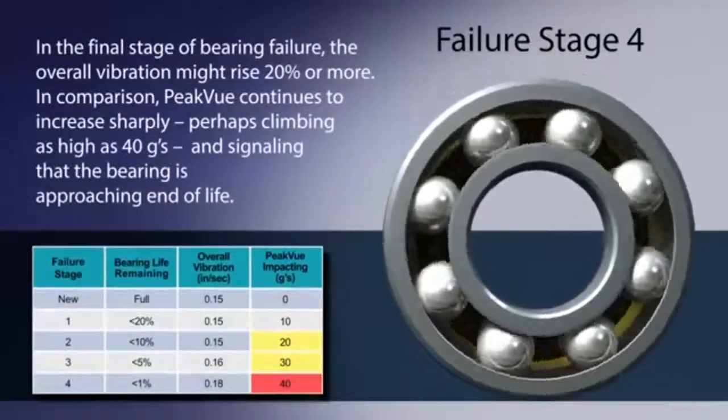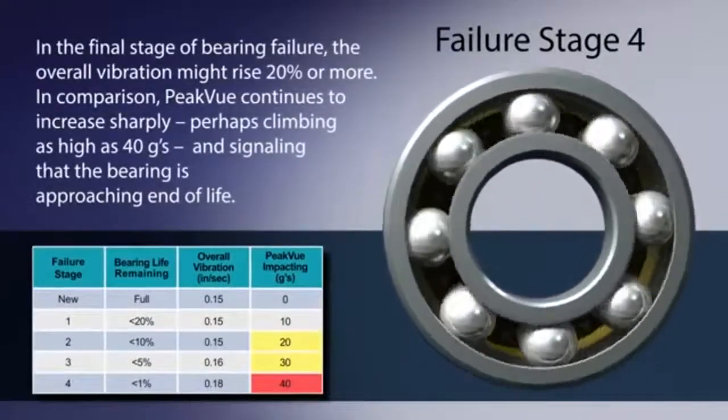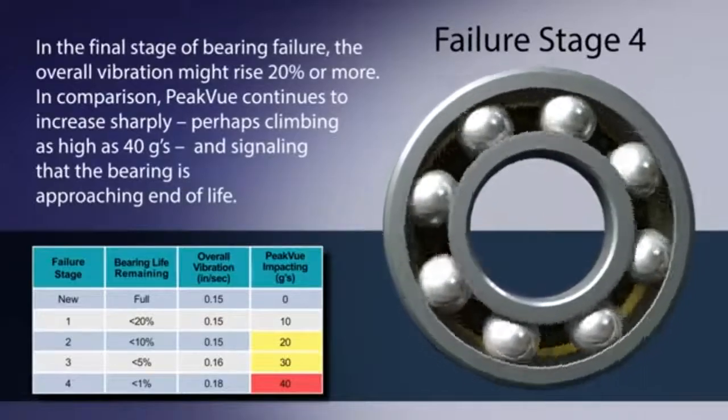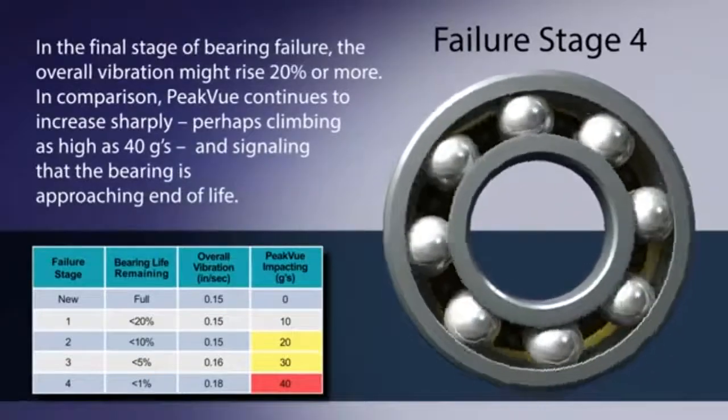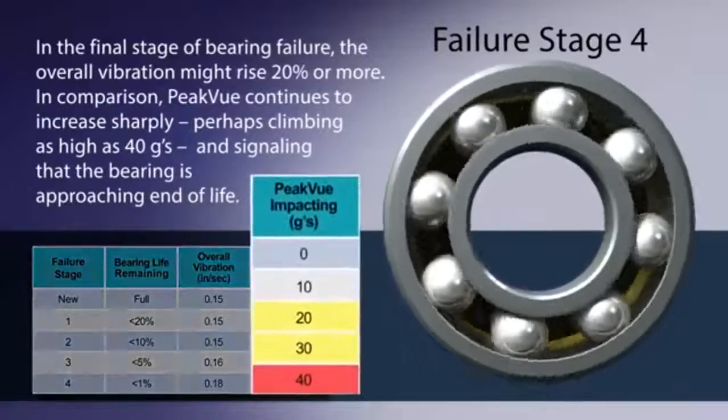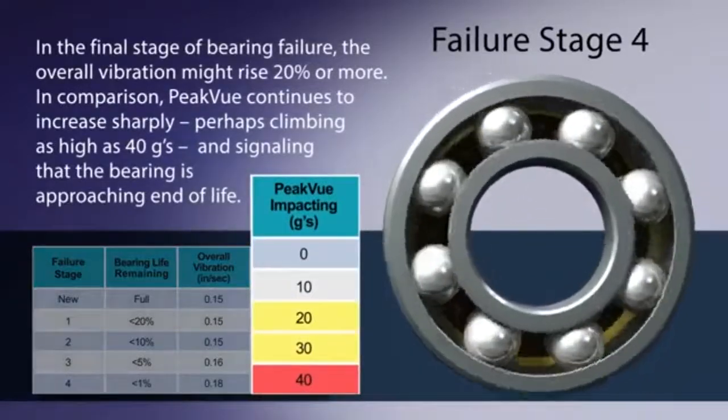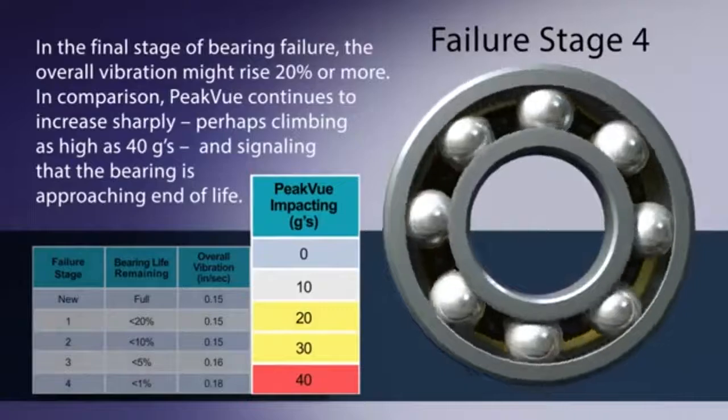In the final stage of bearing failure, the overall vibration might rise 20% or more. In comparison, Peakvue continues to increase sharply, perhaps climbing as high as 40 Gs, and signaling that the bearing is approaching end of life.